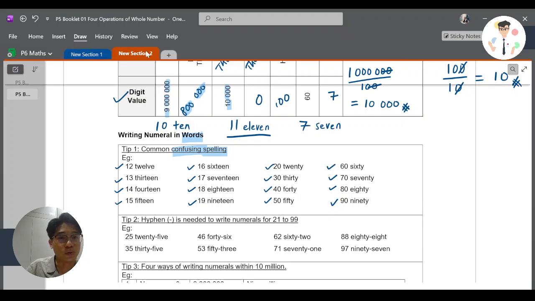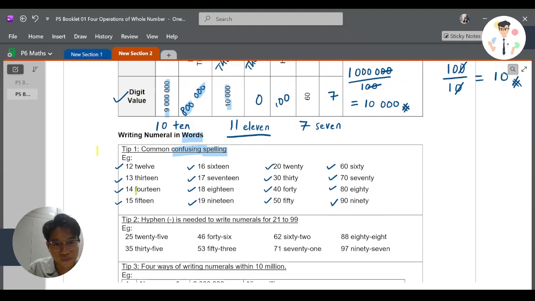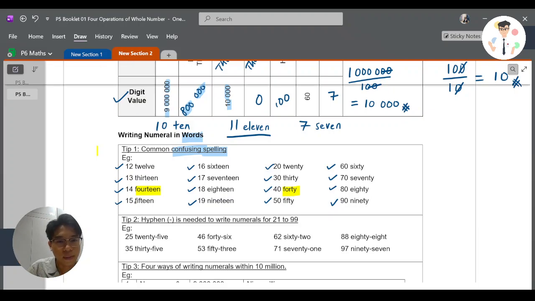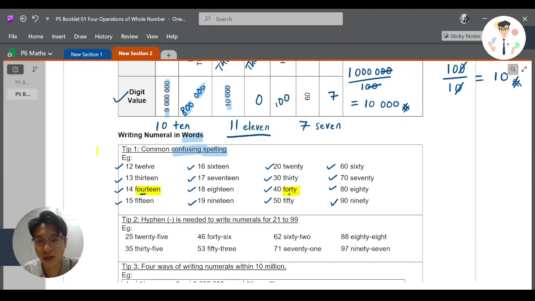Now, just to remind you, a bit of a tricky part is on this 14 and 40. You notice what's missing when it comes to the 4, which is the U, right? So 14 you have the U, but 40 you don't have that U. So please be a bit careful with this. Okay? Now you know how to write 0 to 10.